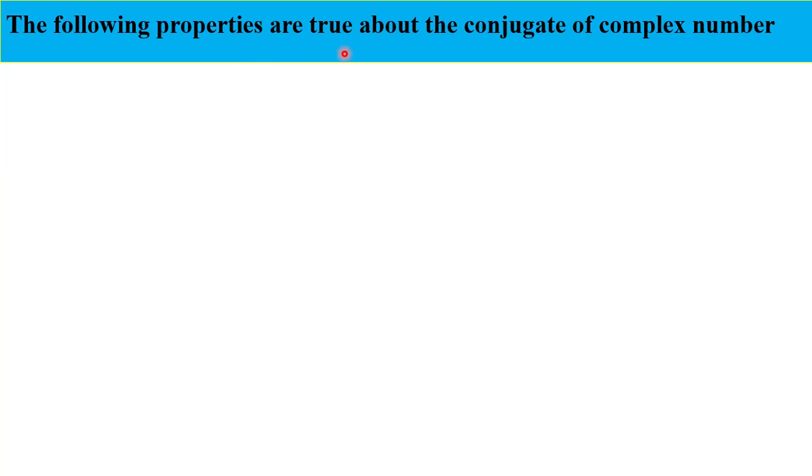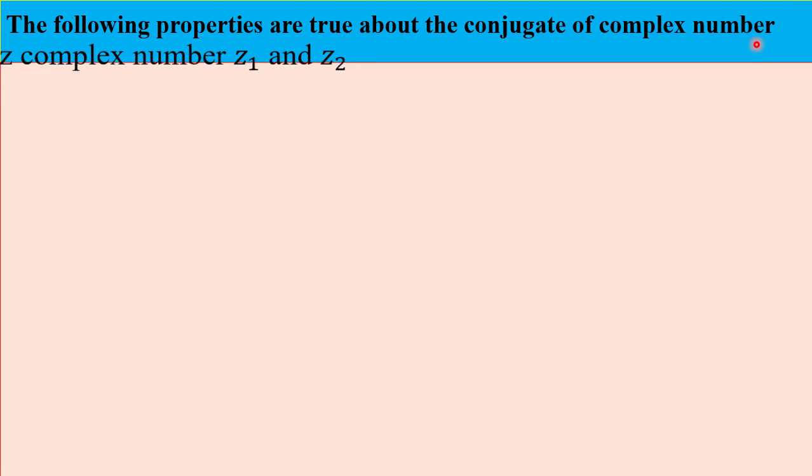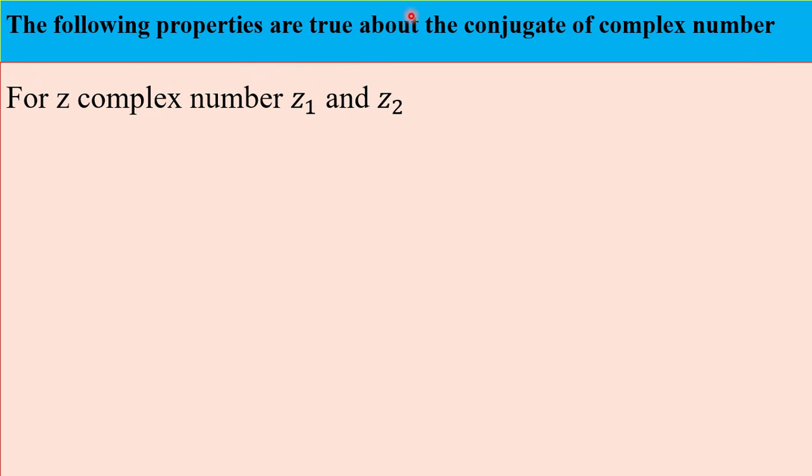Also, the following properties are true about the conjugate of complex numbers. For complex numbers z1, z2, we shall find that the complex conjugate of z1 times z2 is the same as the complex conjugate of z1 times the complex conjugate of z2.